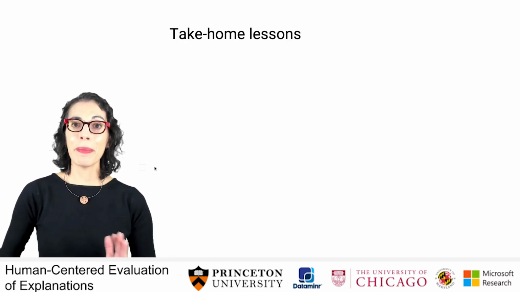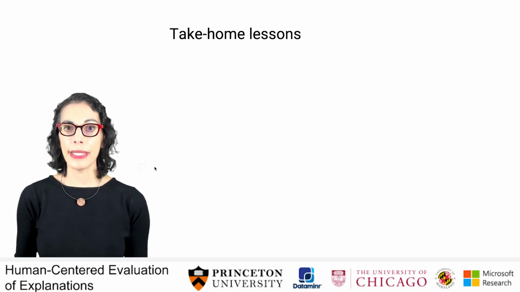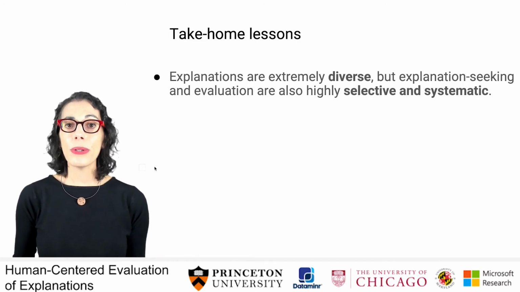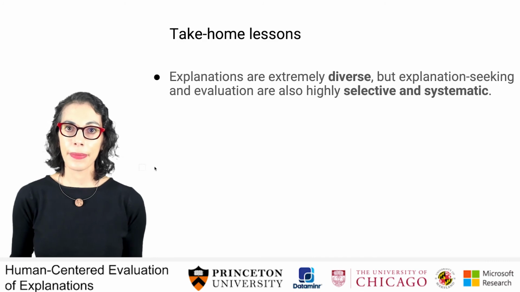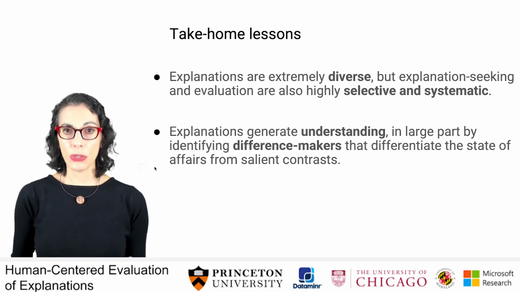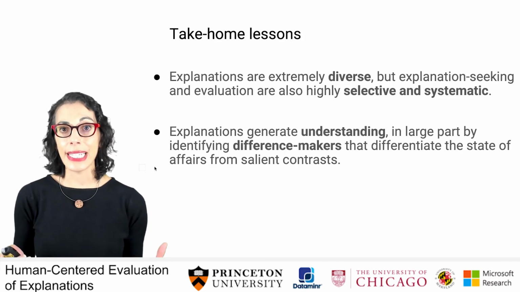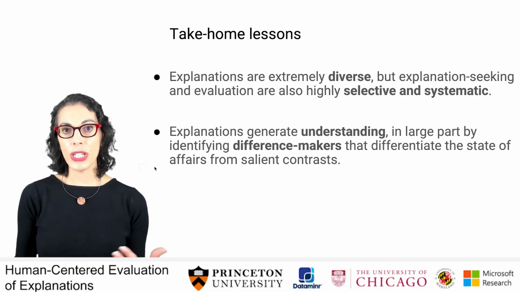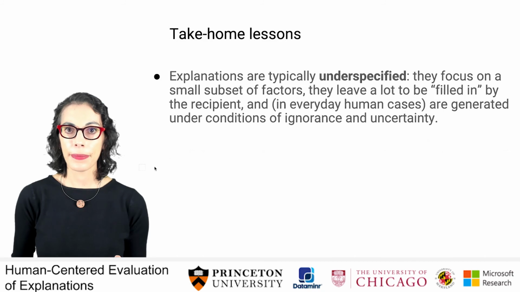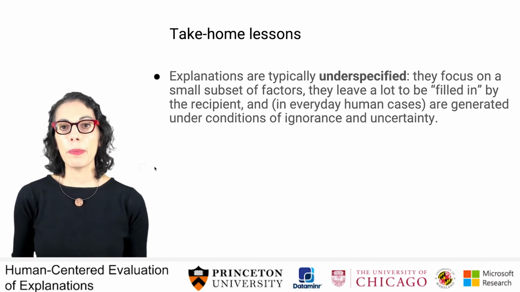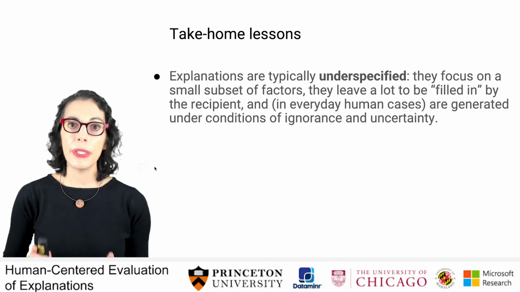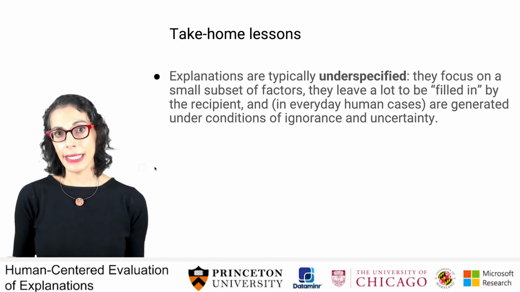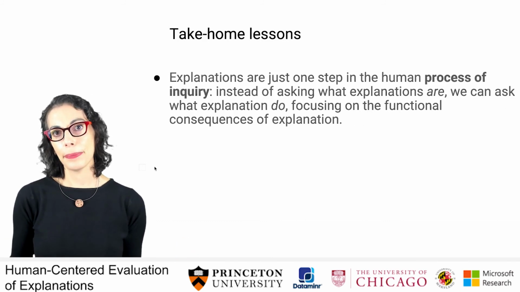We've covered a lot of ground, so let me end with a summary of what I see as key take-home points. First, explanations are extremely diverse, but explanation seeking and evaluation are also highly selective and systematic. Second, explanations differ from descriptions and predictions in that explanations generate understanding, or at least a sense of understanding, in large part by identifying difference makers that differentiate the state of affairs from salient contrasts. We've seen several ways in which explanations are typically underspecified. They focus on a small subset of relevant factors, they leave a lot to be filled in by the recipient, and at least in everyday human cases, are generated under conditions of ignorance and uncertainty.